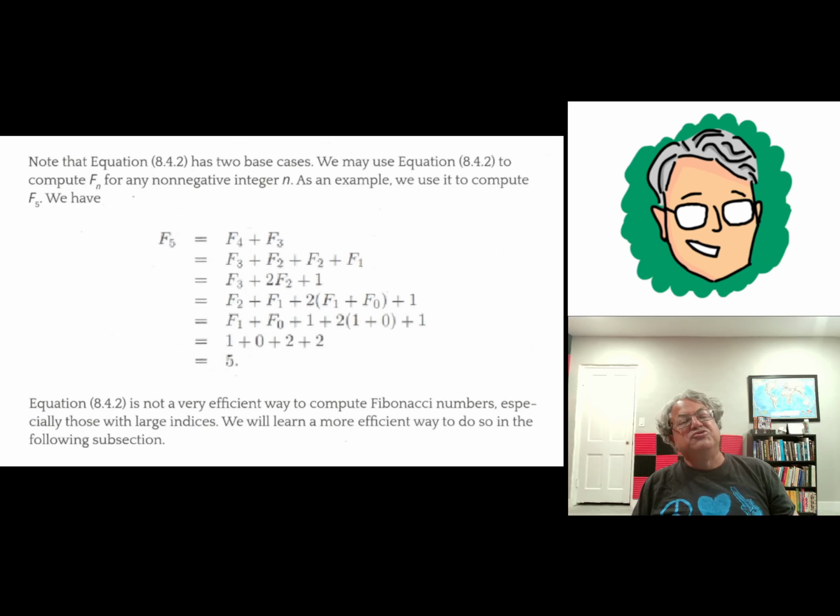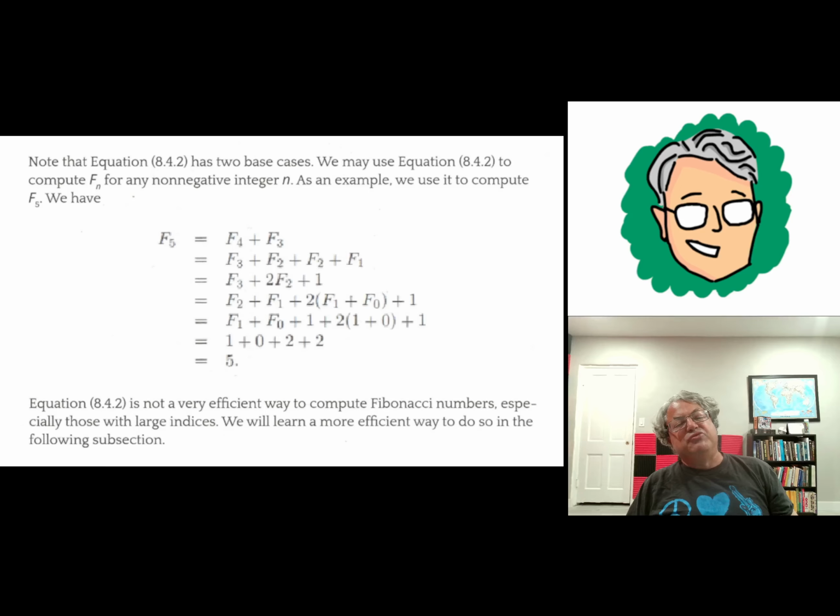I'm not even sure if I put it in my book, but here's how it would look if you calculate, say, f sub 5. So f sub 5 is f sub 4 plus f sub 3. Turns out this isn't a very efficient way to compute Fibonacci numbers. There's a better way involving arrays, which I'll get to next time. But so now we have f sub 4 plus f sub 3. We have to do f sub 4 and f sub 3 again.